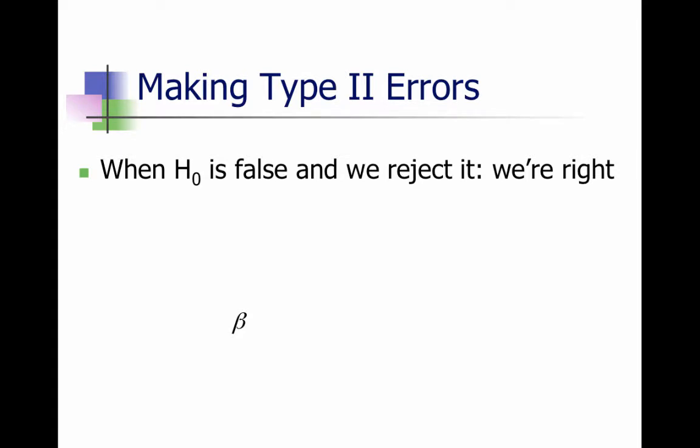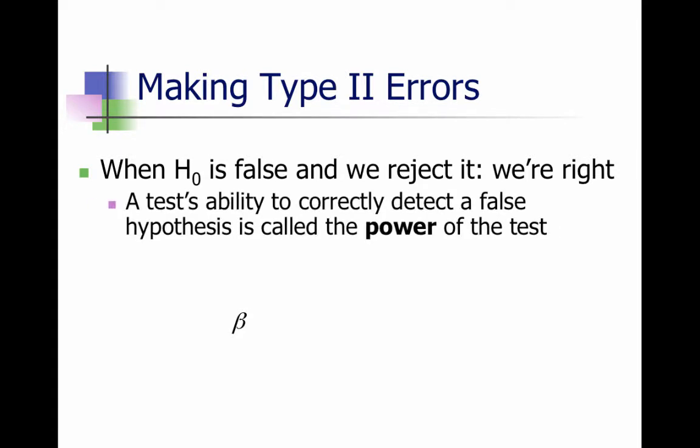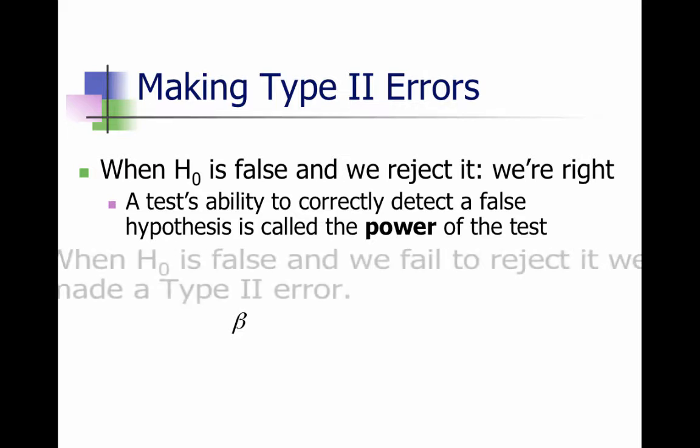Now, making type 2 errors. When the null hypothesis is false and we reject it, we're right. That's exciting. A test's ability to correctly detect a false hypothesis is called the power of the test. Power is a good thing. So the power of the test is to take a false hypothesis and say, nope, you're not correct. That's what the power is.